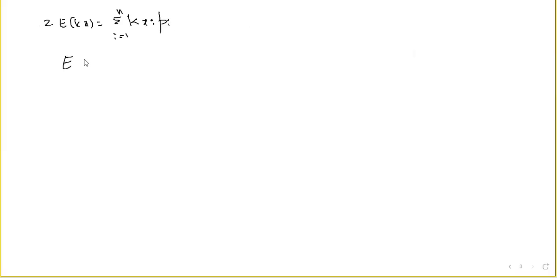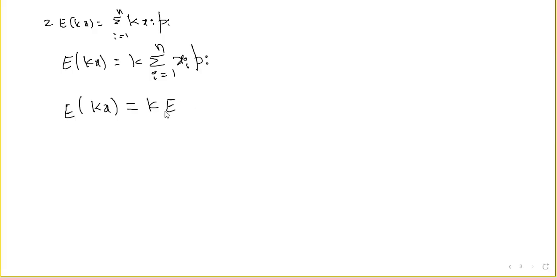So expected value of kx equal to, we'll take k outside. So then what we have? Summation i running from 1 to n xi as it is and into pi as it is. So expected value of k into x equal to k into, this is nothing but our expected value of x, right? So this is our second proof.